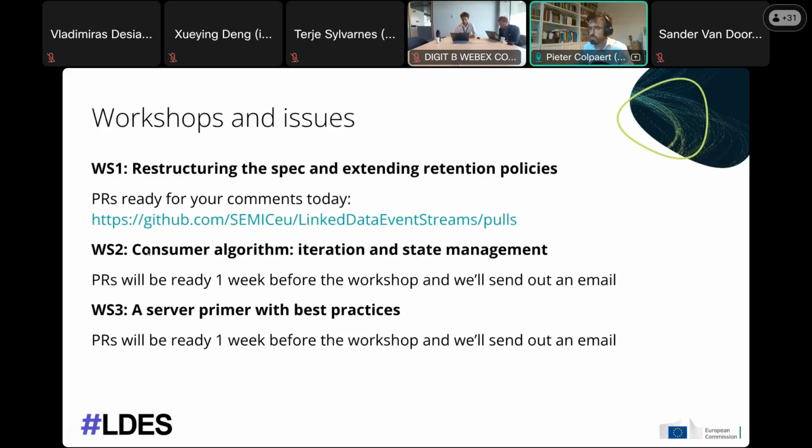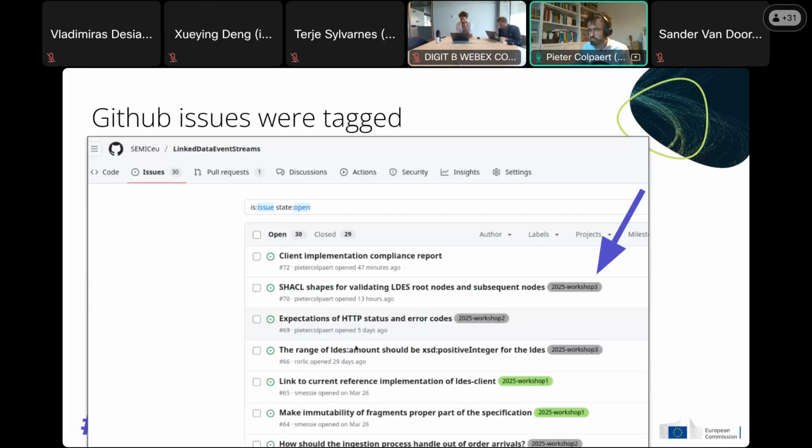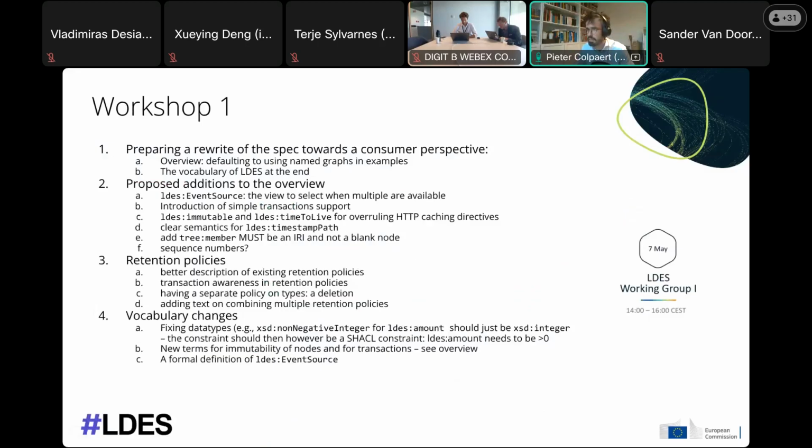In the first workshop on the consumer-oriented spec, we're going to work first on a big thing: restructuring the spec and making sure that it really has that consumer-oriented ring to it. We'll also start talking about things like extending retention policies, but also look at transactions, which are big feature requests there. To already start, we created a pull request that restructures the entire specification. If you now go to the Linked Data Event Streams repository, you'll see that we tagged all the issues with the workshop number. So you can filter on the labels, on all the 2025 workshop ones, and then you'll see which issues we'll tackle.